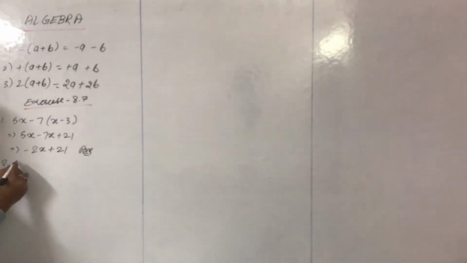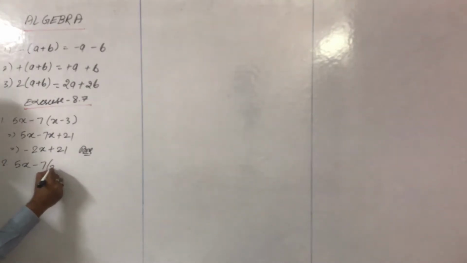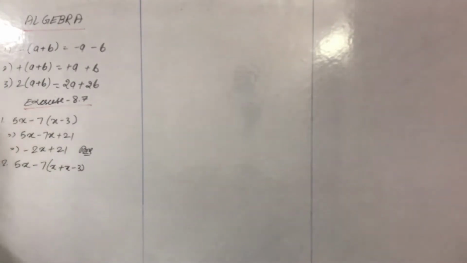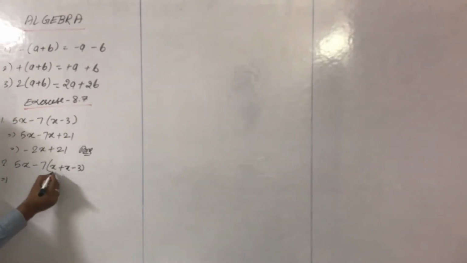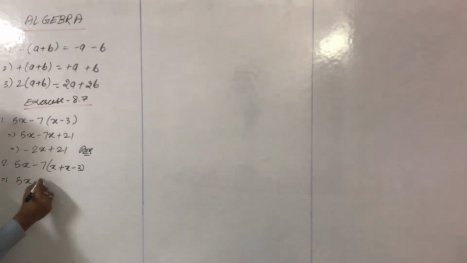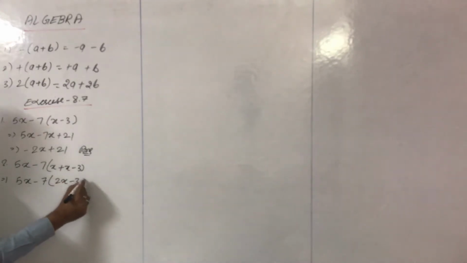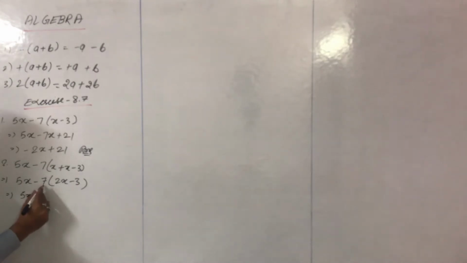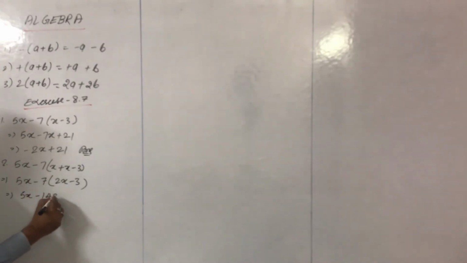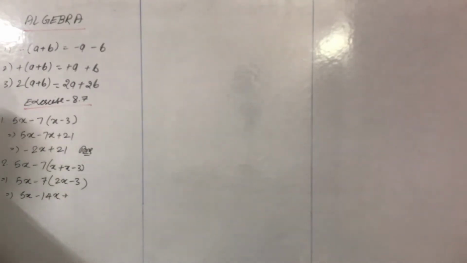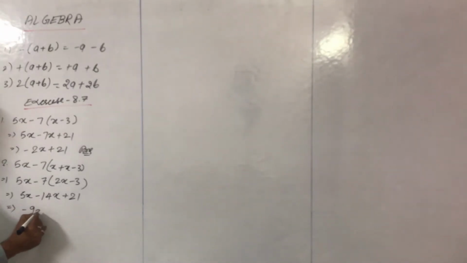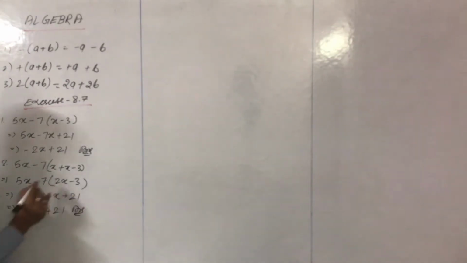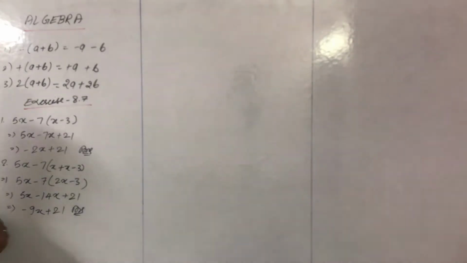Then second, 5x minus 7(x plus x minus 3). 5x minus 7 inside the bracket x plus x minus 3. So in the next step, 5x minus 7(x plus x is 2x, minus 3). Again in the next step, 5x. Now minus 7 multiplied by 2x, sign is positive, so plus minus minus, 7 into 2, 14x, and minus 7 into minus 3, minus minus plus 7 into 3, 21. So 5x minus 14x, two like terms, 5 minus 14 is minus 9x plus 21. This is the answer.